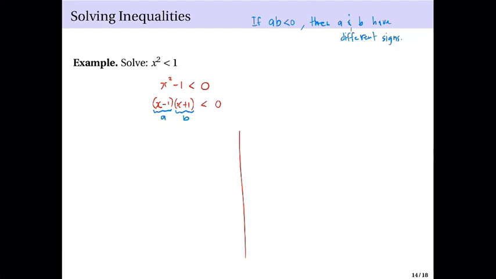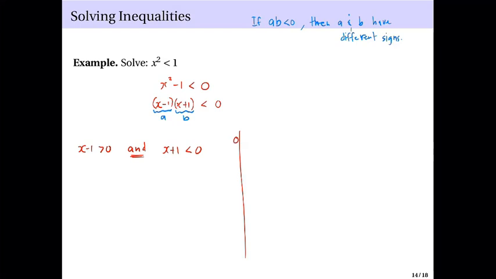The first case is that x minus 1 greater than 0, and take note of this word, and, x plus 1 less than 0. So they have different signs. But these two inequalities here must be satisfied at the same time. That's why we have and. So this is the first case.